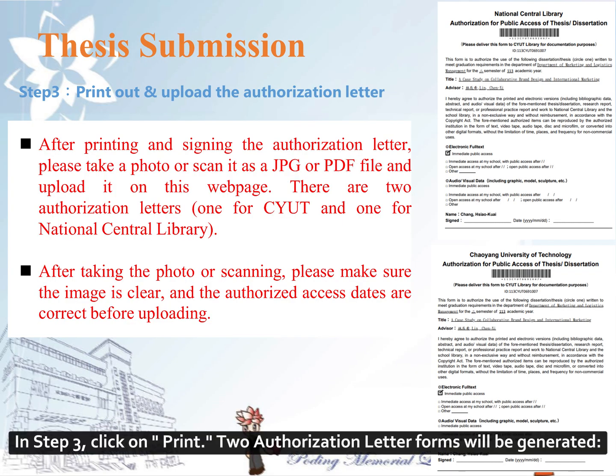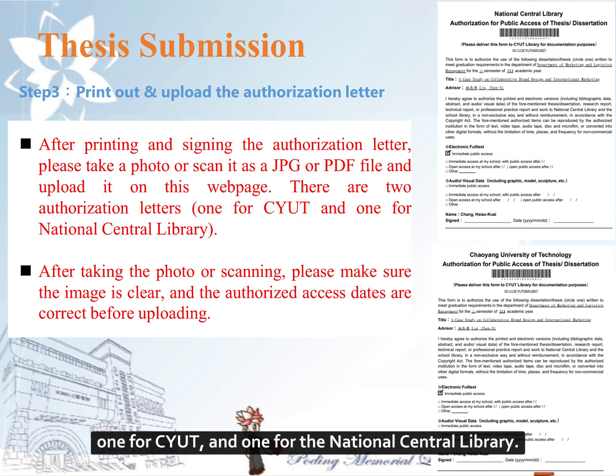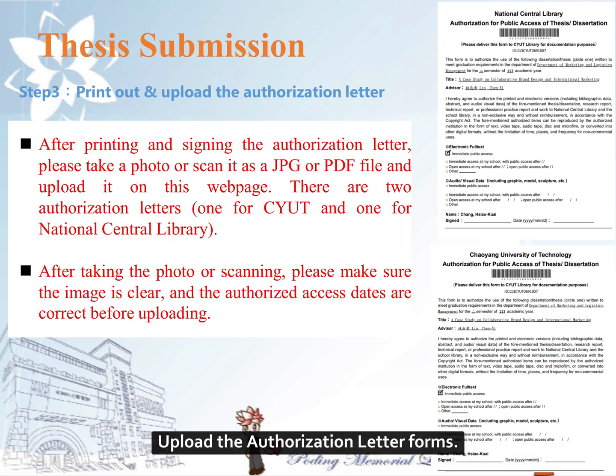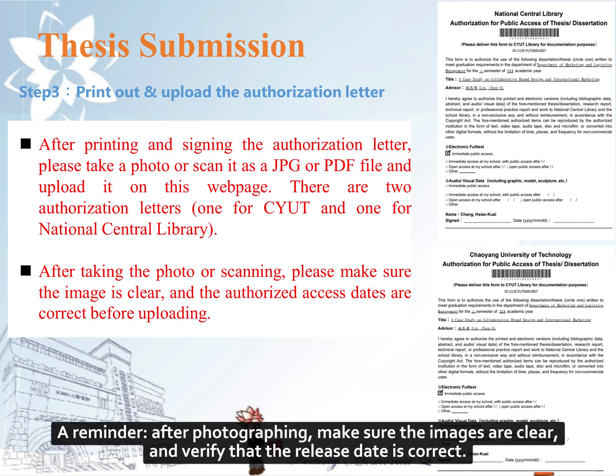In Step 3, click on Print. 2 authorization letter forms will be generated, one for CYUT and one for the National Central Library. Print out both documents, sign them in person, and fill in the dates. Then either photograph them or scan them into a PDF file. Upload the authorization letter forms. A reminder: after photographing, make sure the images are clear, and verify that the release date is correct.